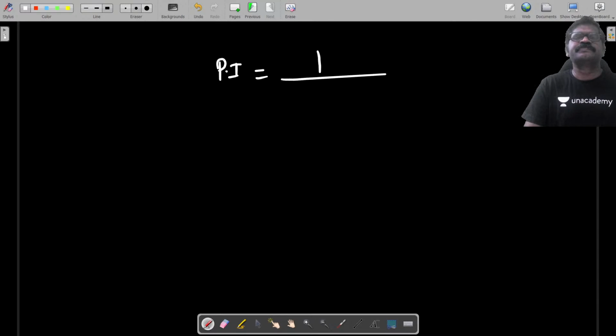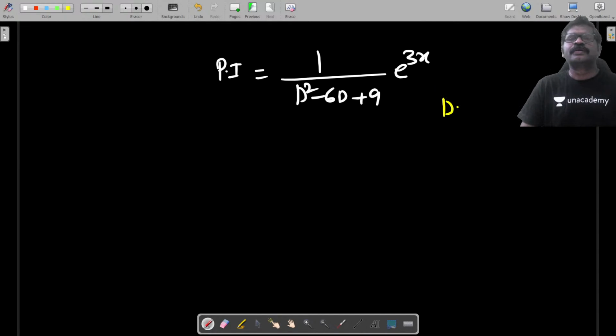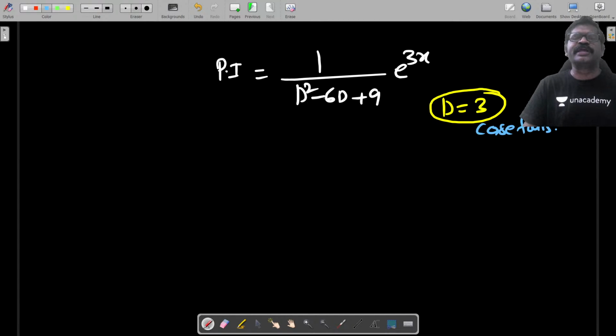1 by D square minus 6D plus 9 of e power 3x. Replace D equal to 3. Case fails. If you replace D equal to 3, the denominator is going to become 0.